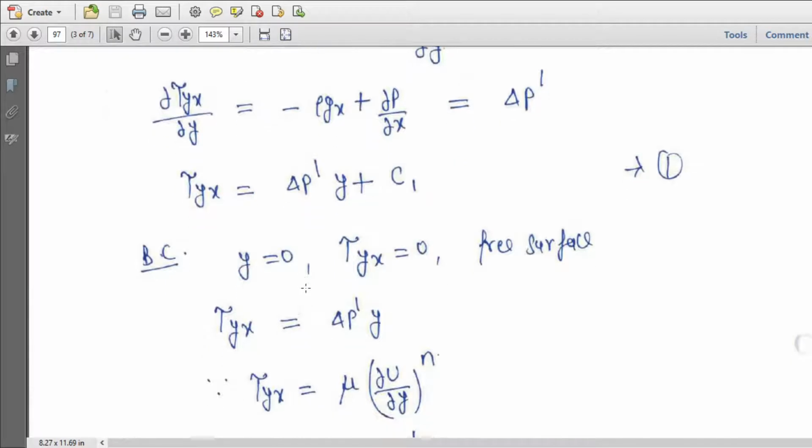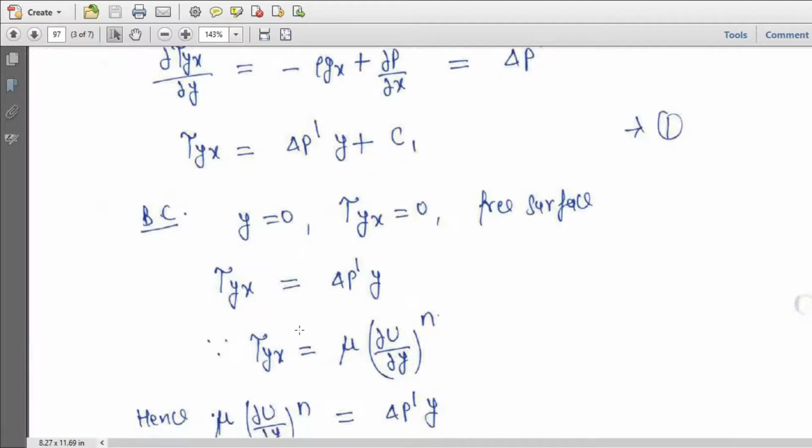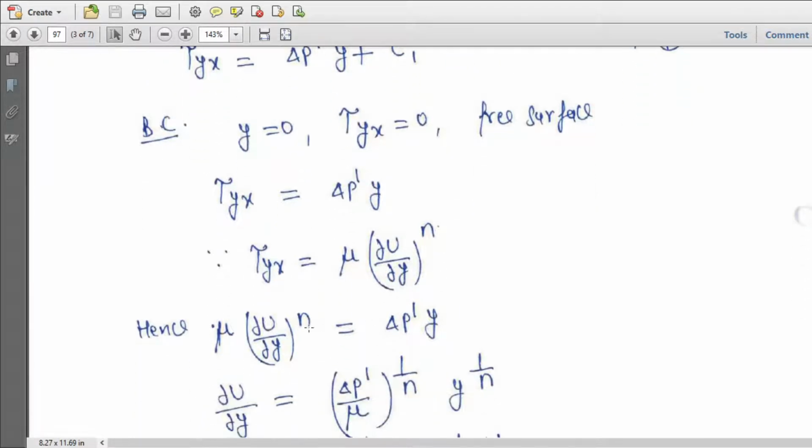Boundary condition 1: at y = 0, τ_yx = 0 at the free surface. The free surface cannot have any shear. So τ_yx = ∂p' y, and c1 equals 0. Now, since τ_yx = μ (∂u/∂y)^n for power law fluids, we can find this.